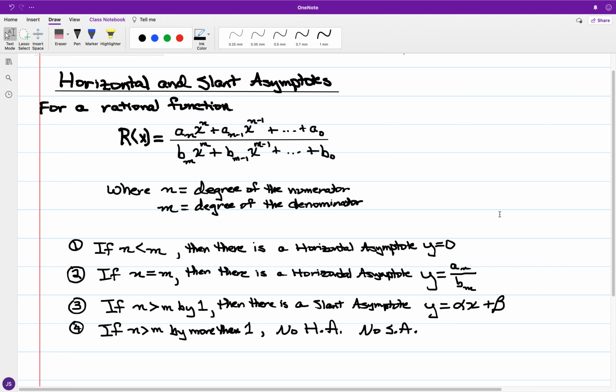And once again, if the degree of the numerator is greater than the degree of the denominator by more than 1, you're not going to have any horizontal or slant asymptotes.